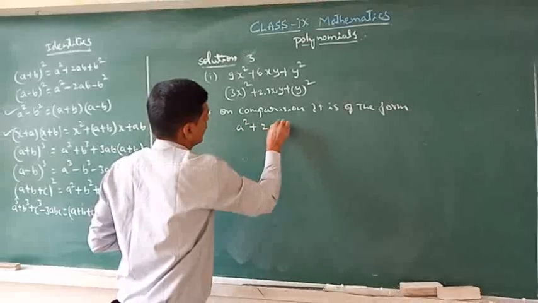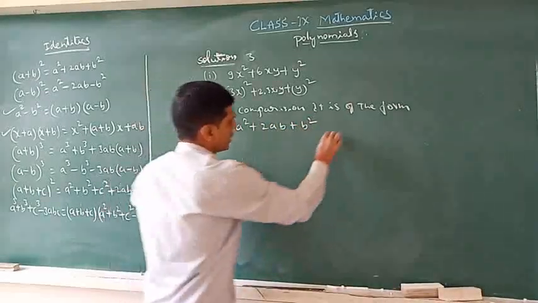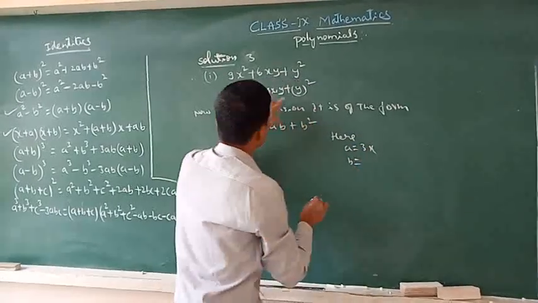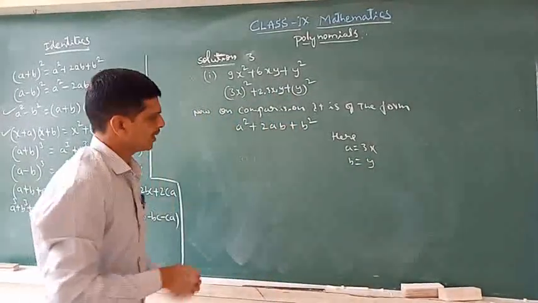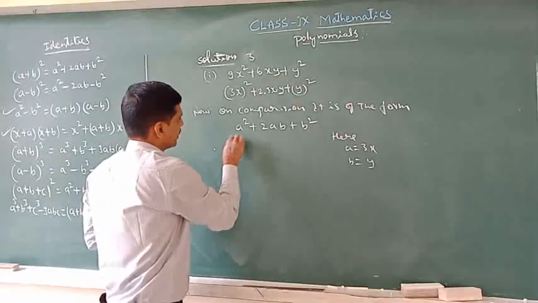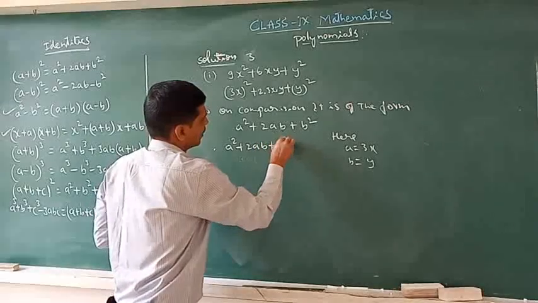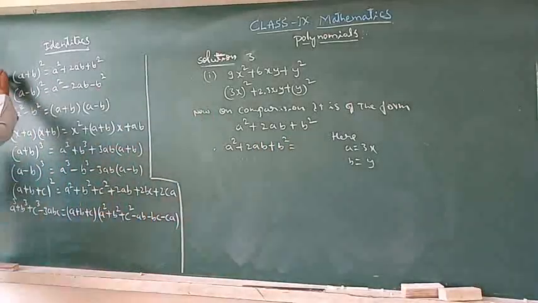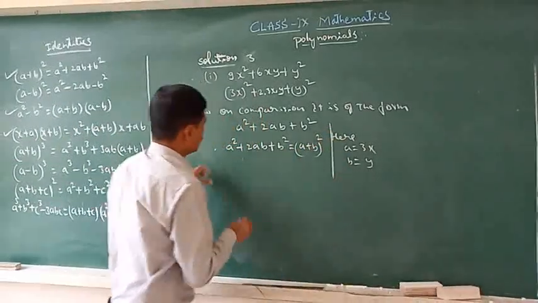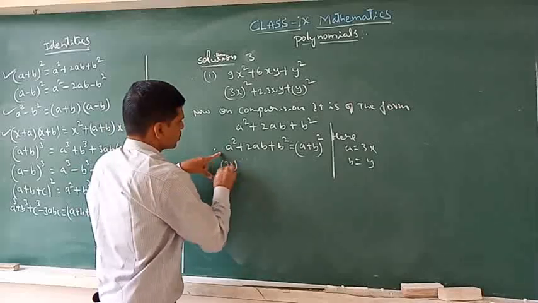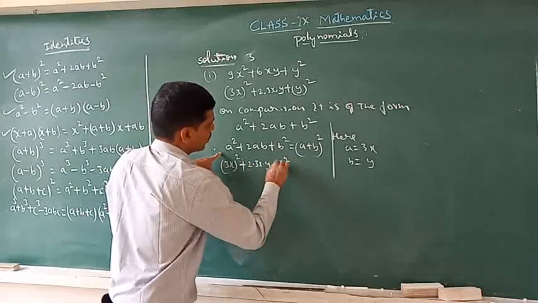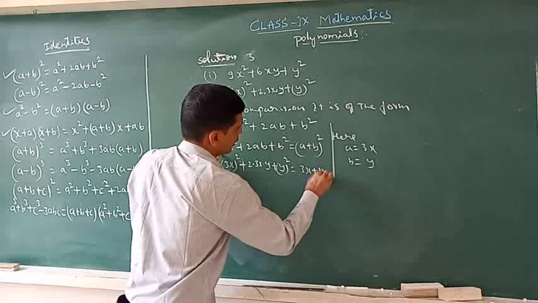a square plus 2ab plus b square, because here a is equal to 3x and b is equal to y. So automatically ab is 3x into y. Therefore a square plus 2ab plus b square is equal to, which identity is used here? a plus b whole square. So substitute the values: 3x whole square plus 2 into 3x into y plus y whole square is equal to 3x plus y whole square.